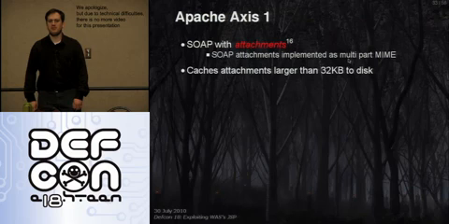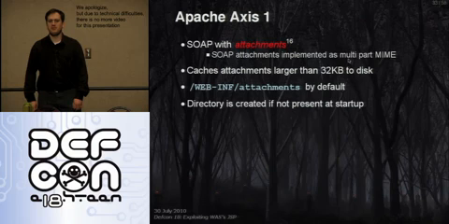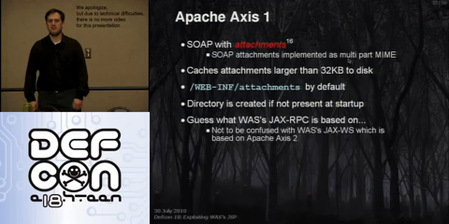When large files actually go through Axis, it caches them to disk so that you're not running your application server out of memory in the process of handling a SOAP attachment. Anything over 32 kilobytes, by default, gets put into the WEB-INF attachments directory. So this directory is created if not present at startup, and guess what WAS's JAX-RPC implementation is based on? But not their JAX-WS implementation, which is of course based on Axis 2 instead.